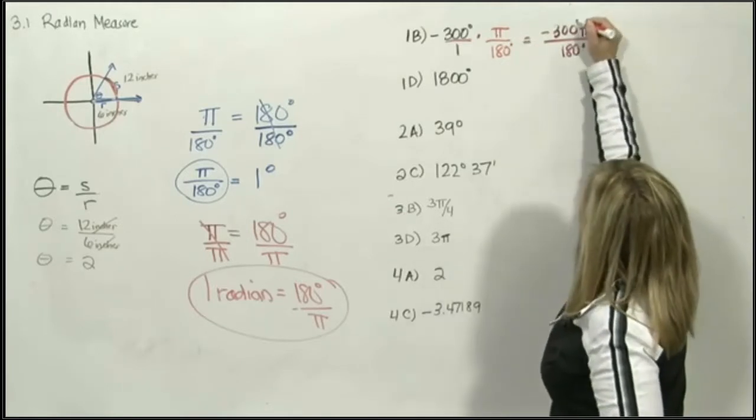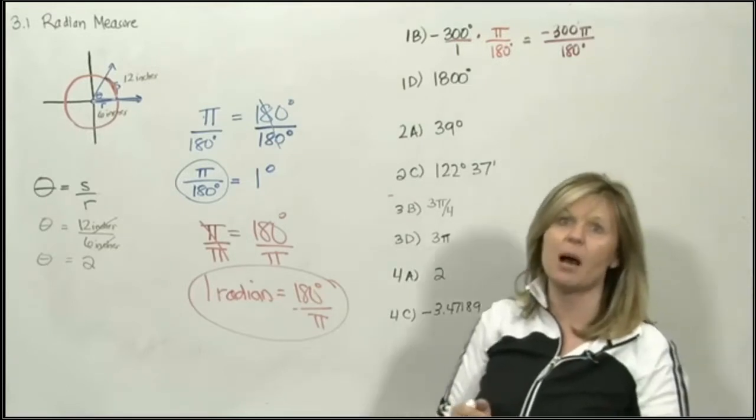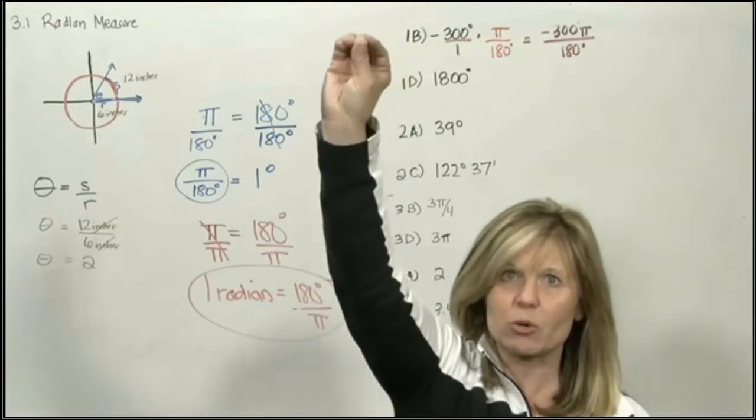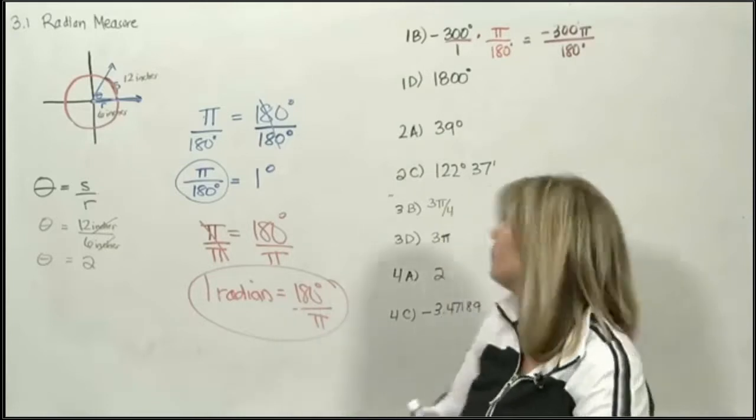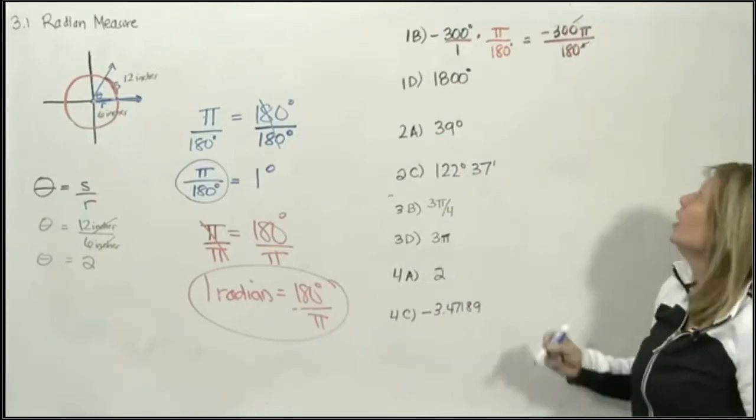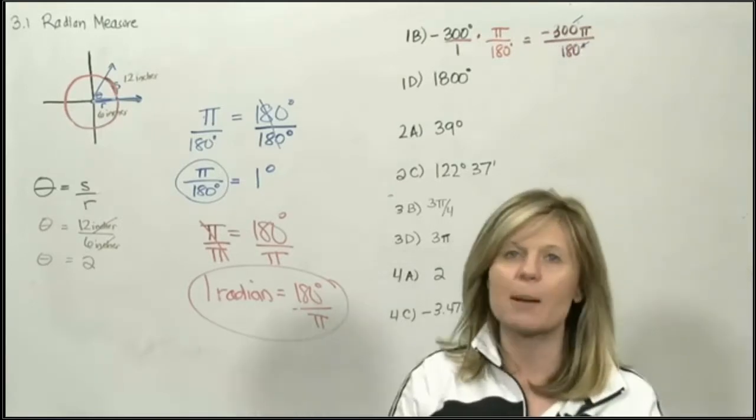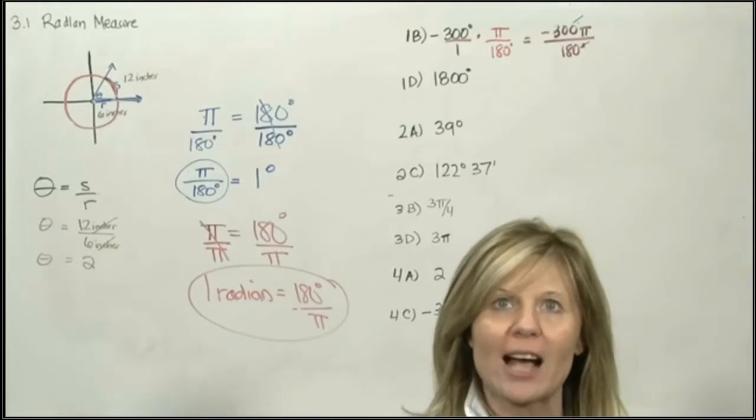Now, what I want you to notice is there's a degree symbol in the numerator and a degree symbol in the denominator. What's going to happen when there's a degree symbol in the numerator and a degree symbol in the denominator? They're going to cancel out. So the degrees are gone. All we have now is negative 300 pi over 180. That's not an acceptable answer because you have to reduce the fraction.